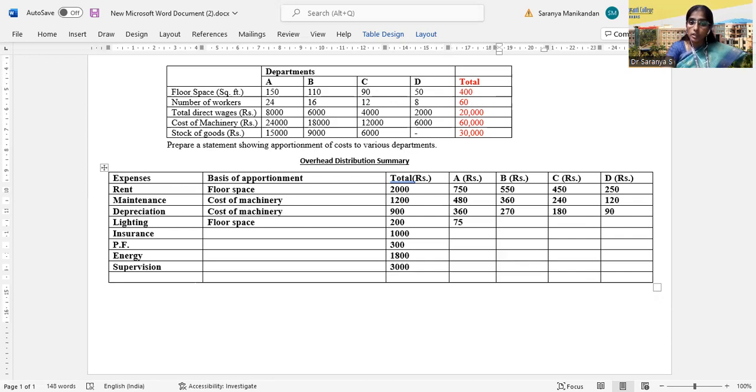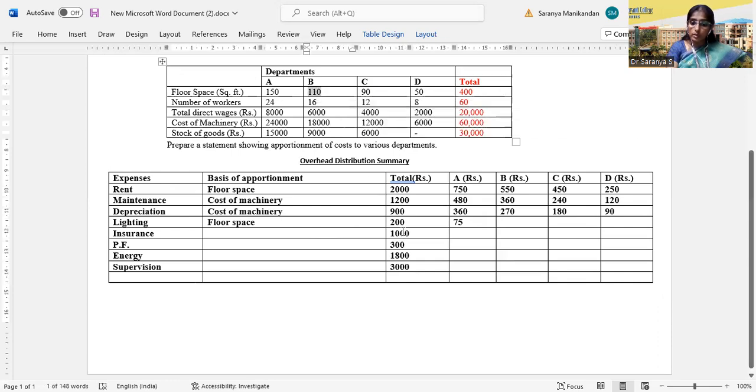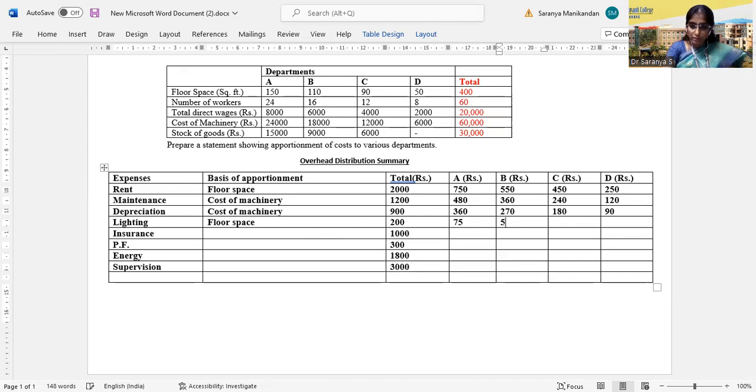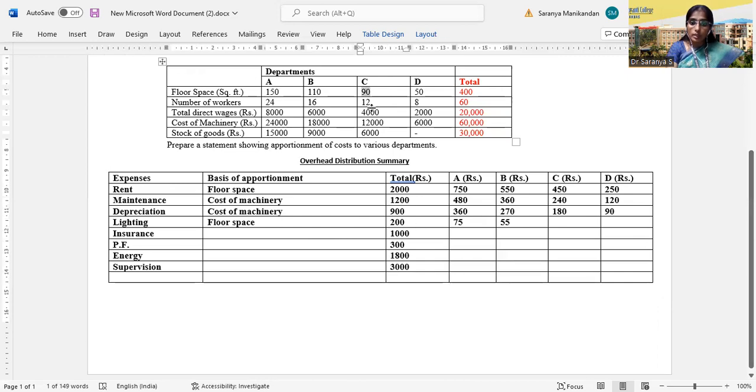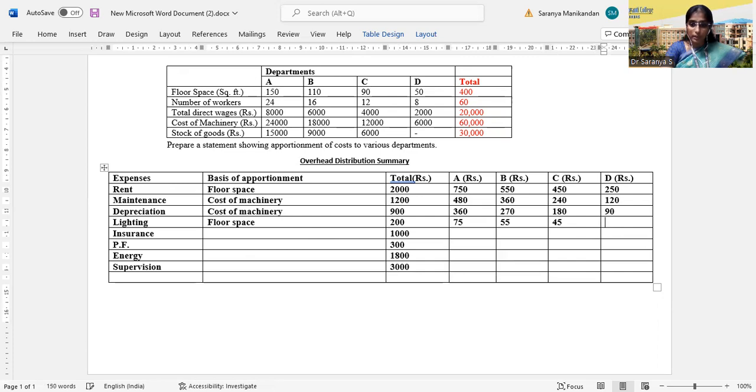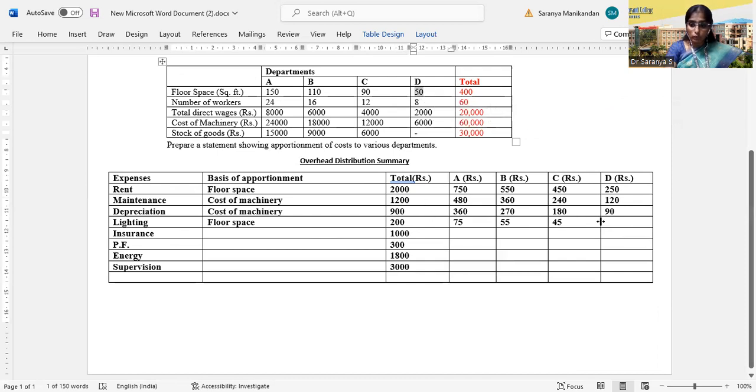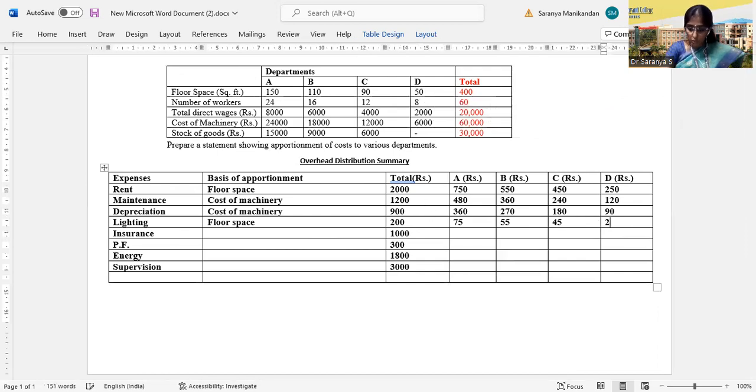Then 200 into 110. For B department it is given as 110. So cost is 200. So 200 into 110 by 400, you will get 55. Okay, and for C department it is given as 90. So 200 into 90 by 400. So you will get 45. Then for D department, it is given as 50. So 200 into 50 by 400, you will get 25.